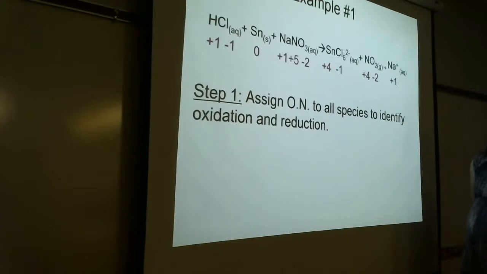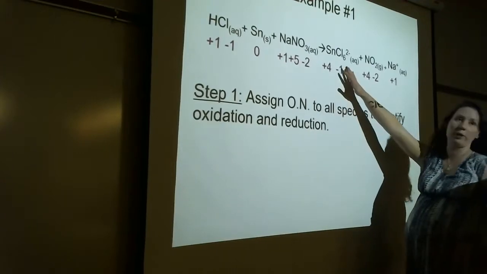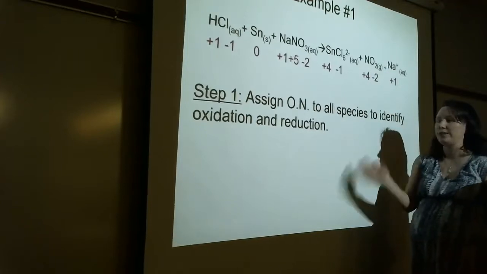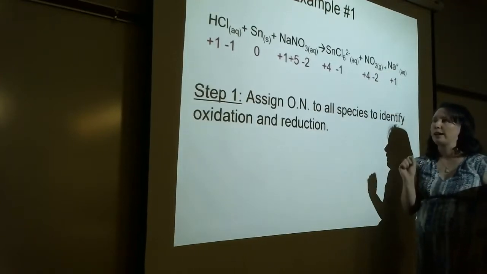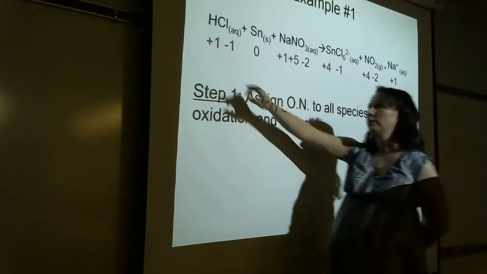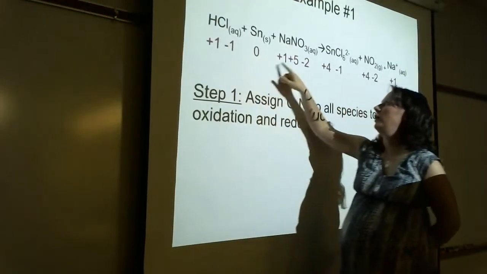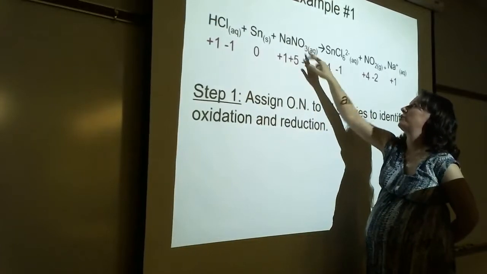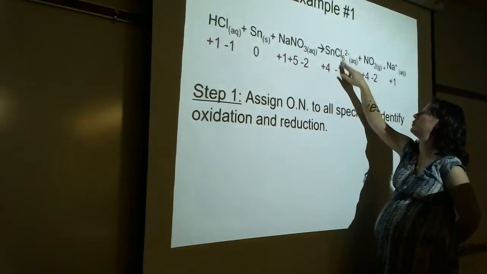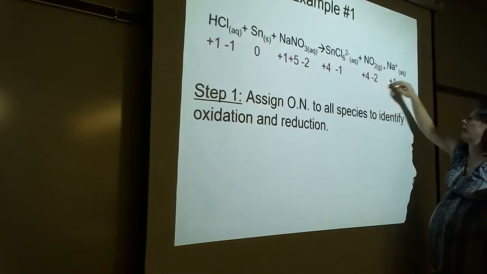So let's start with this one. Now, this is not the net ionic equation, right? So far, we've seen all net ionic equations. But let's go through one where it's not the net ionic equation. I want to give you the whole shebang. So here's the molecular equation. First thing we've got to do is the same thing that we did in the past. We're going to assign everybody an oxidation number: +1, -1, 0, +1, +5, -2, +4, -1, +4, -2, and +1.